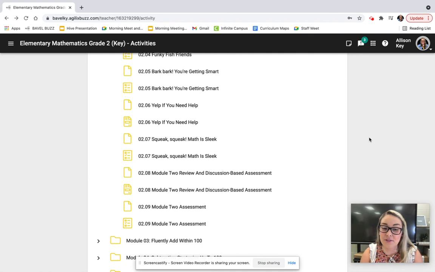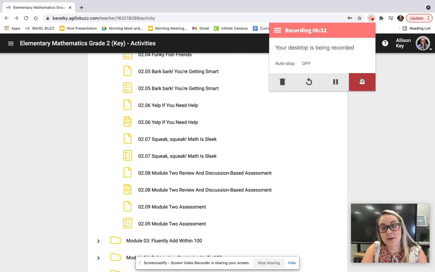So as we get closer to these discussion-based assessments, these reflections, and these big module assessments, we just want you to be looking for emails from us so that you know if you have a discussion-based assessment to schedule with your teacher. And then we also want you to know that these assessments are for us to know what your child needs, and so we need it to be their own work. So if you have any questions, please let us know. We would be happy to help you at any time.